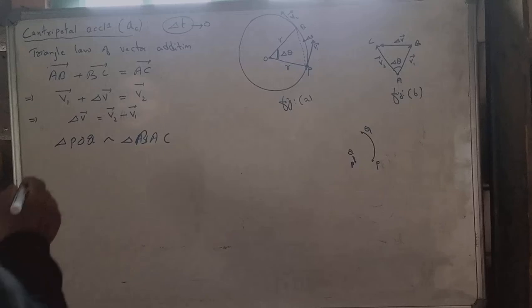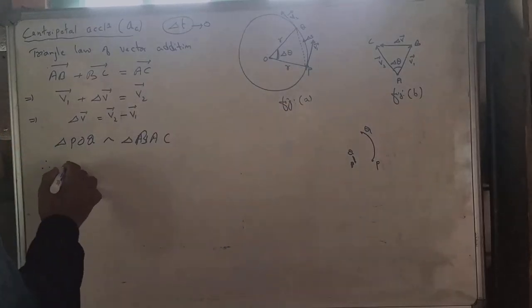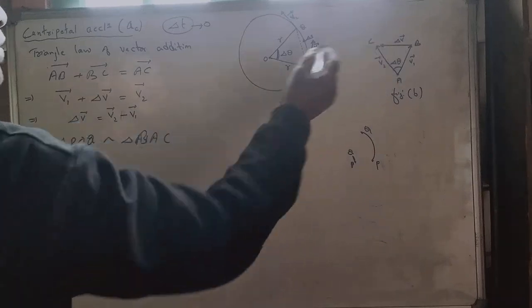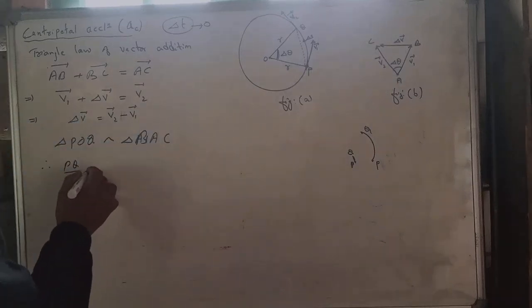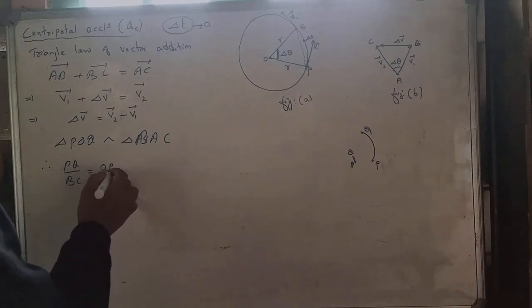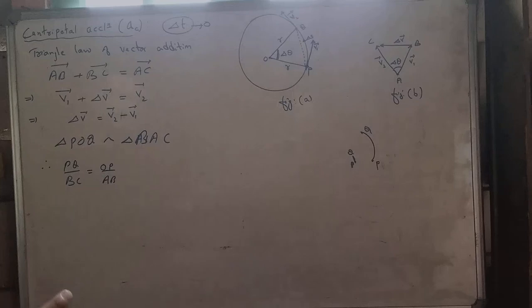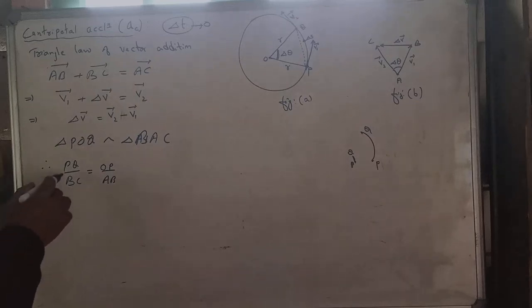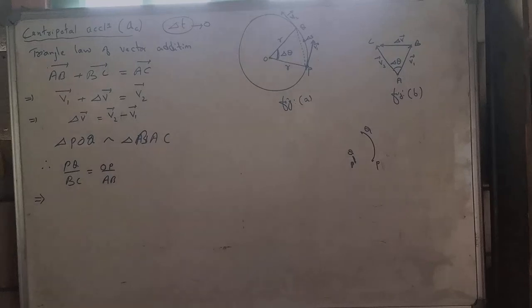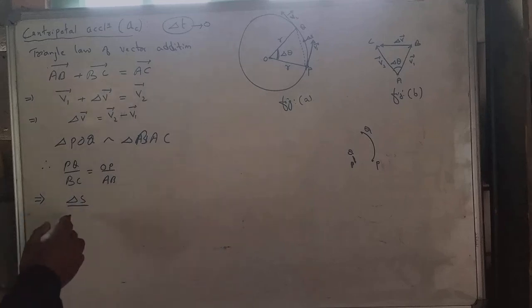therefore I can say that PQ upon BC is equal to OP upon AB. These are the corresponding sides of the two triangles which you have learned in class 10. Now instead of PQ, what is PQ equal to? PQ is equal to delta S. What is BC? BC is delta V.